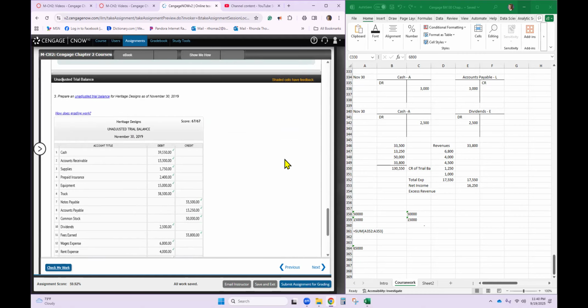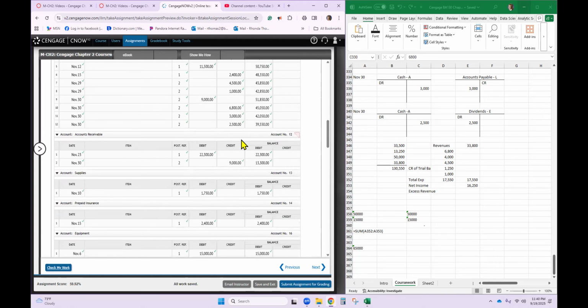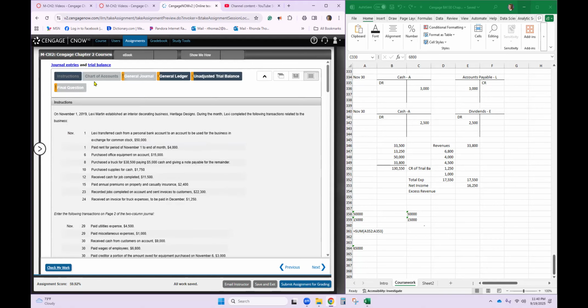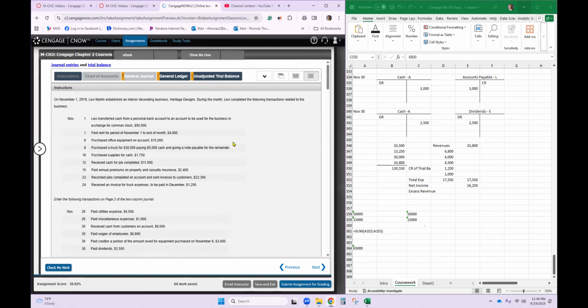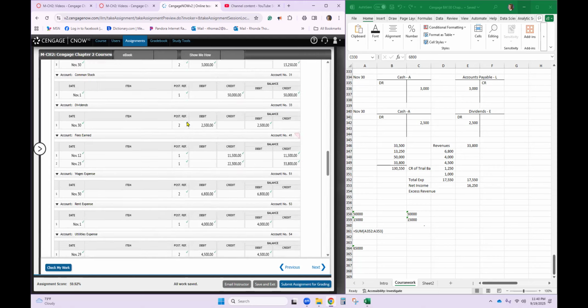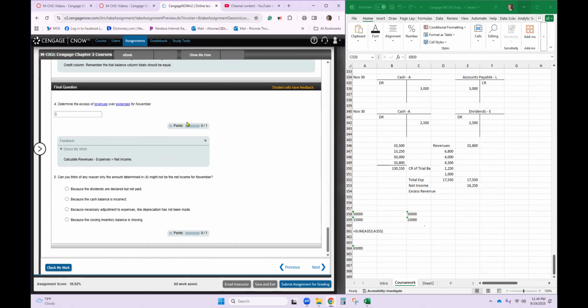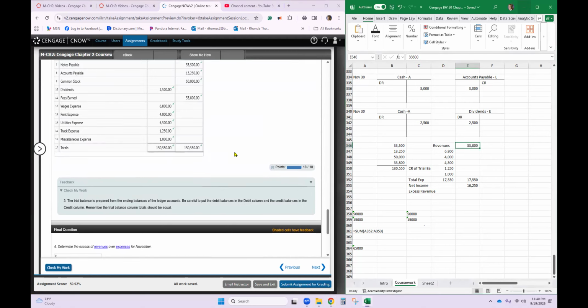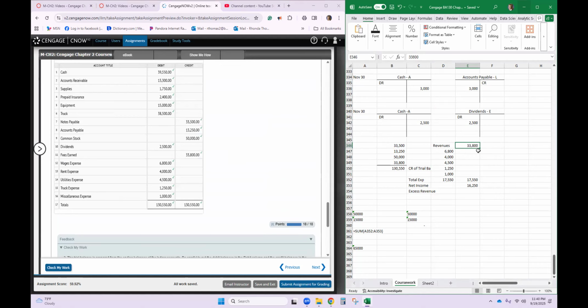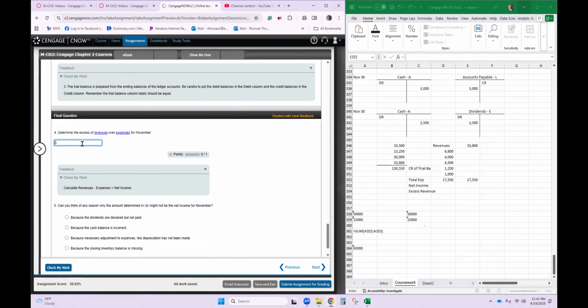Now the last piece is asking about the final question. The final question is: determine the excess of revenues over expenses for November. If we look at that trial balance, we see that it's 33,800. And it looks like that it's 17,550. Let's give it a try.